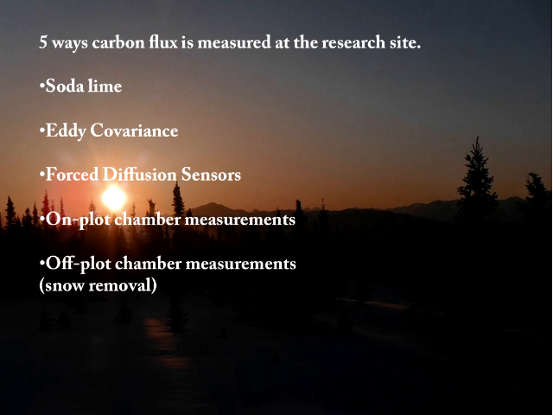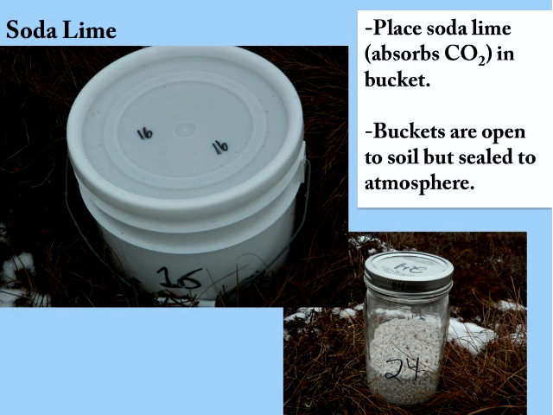So at CIPER here, there are 5 ways that carbon flux or change is being measured. And we'll go through each of those quickly. You can see soda lime, eddy covariance, force diffusion sensors, on-plot chamber measurements, and off-plot chamber measurements. I've addressed some of these specifically in my journals, so those can be referenced for other information.